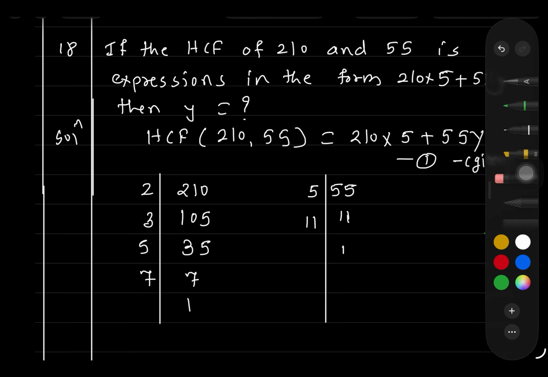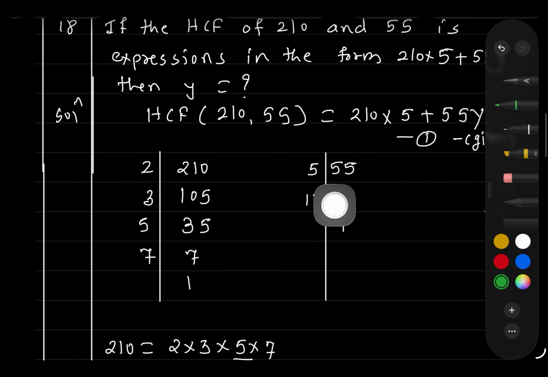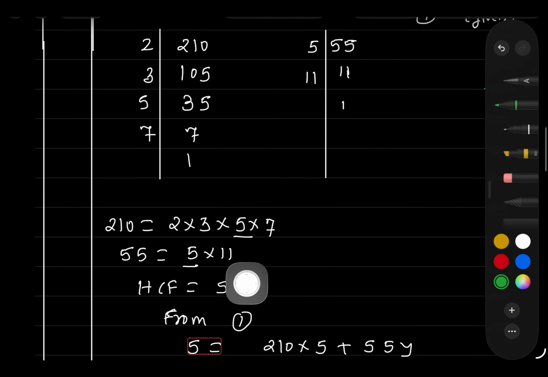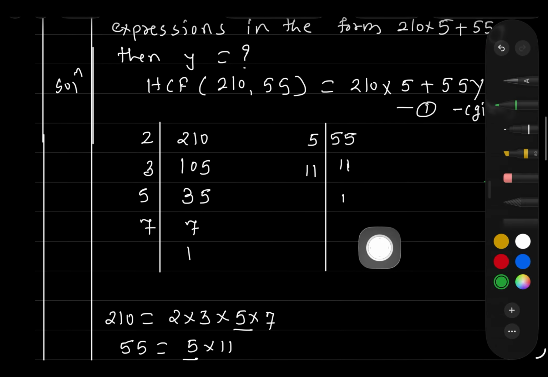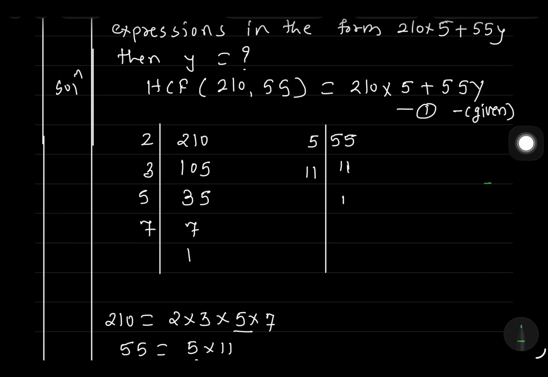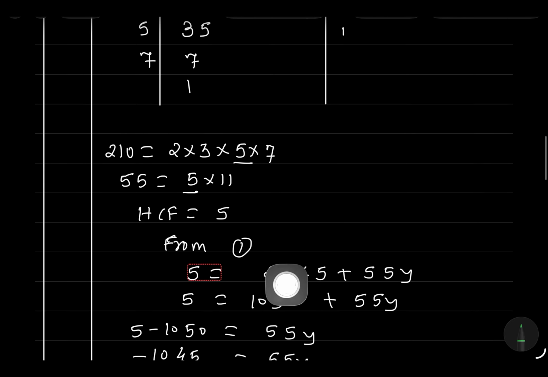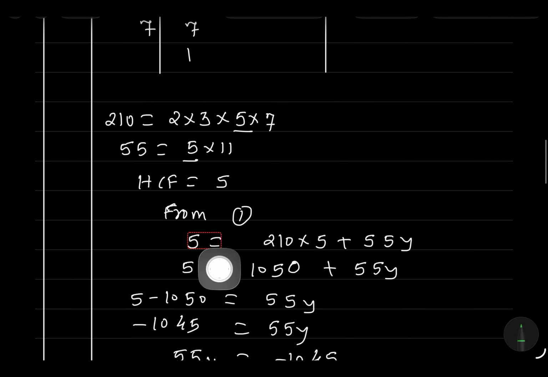Again see here, then 35 is there, this 35 is divisible by 5, 5 7s are 35, this is the factorization. And 55, very simple, 5 into 11 is 55, so written here. The common factor is only 5, so the HCF is 5. Then see, this equation is given, written here, and we got the HCF 5, so both are equal, so we take the equation like this.